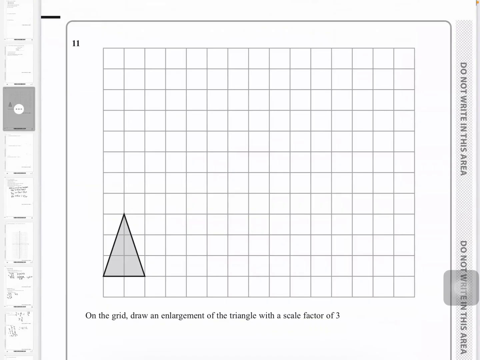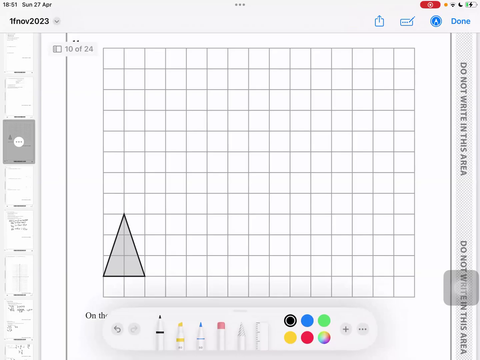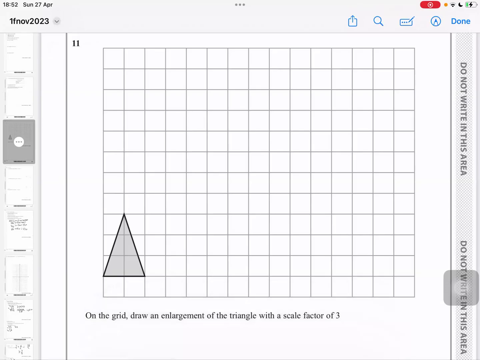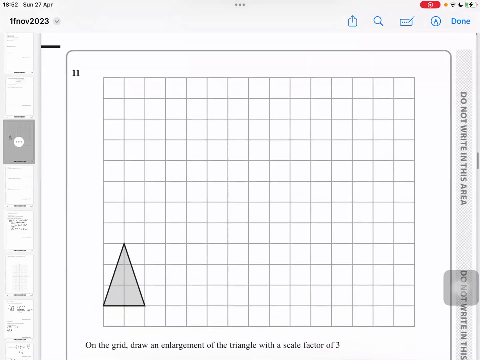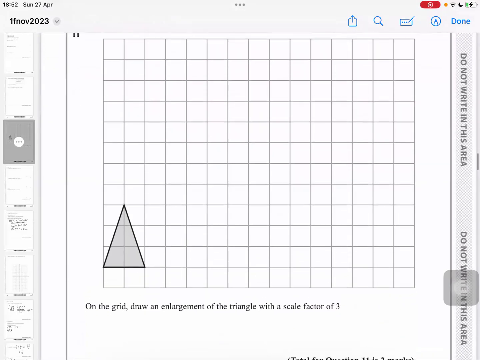Okay, this one says on the grid, draw an enlargement of the triangle with a scale factor of 3. I know this is a sketching thing, but if you were to draw a bigger triangle with a scale factor of 3, what would you do? Times the bottom squares by 3 and the top by 3. Okay, so how would it look? Can you just give me a sketch?